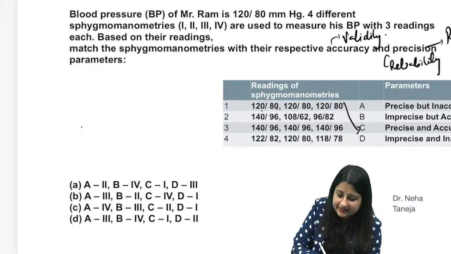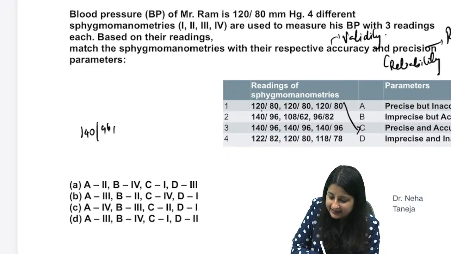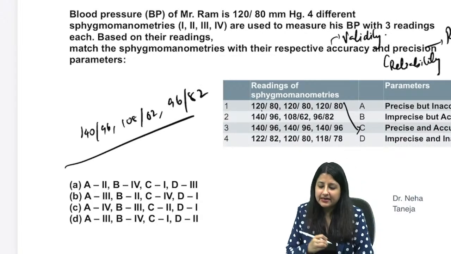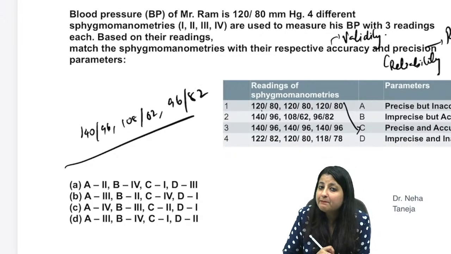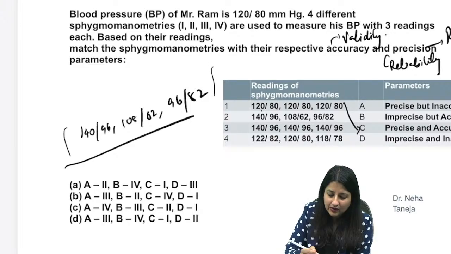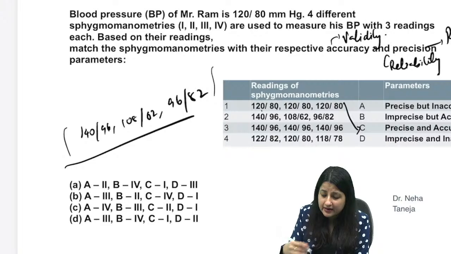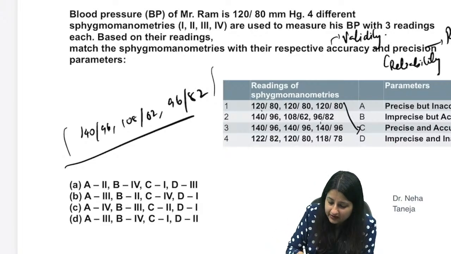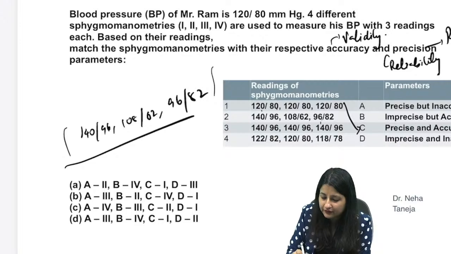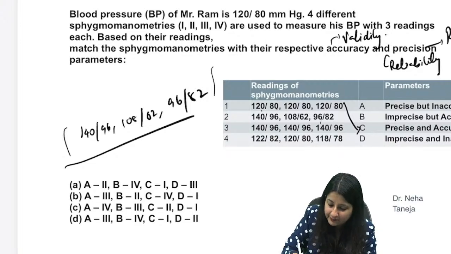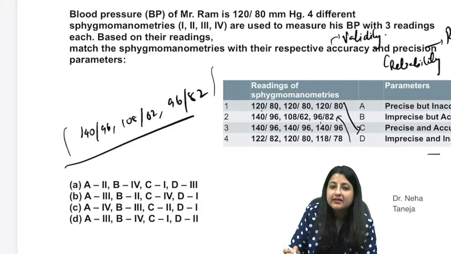Now look at the next set of readings. 140/96, 108/62 and 96/82. Now every time I'm getting different readings. Plus is it closer to the gold standard value? No, they are not closer to the gold standard value. So if you talk about D, imprecise and inaccurate is the second one.